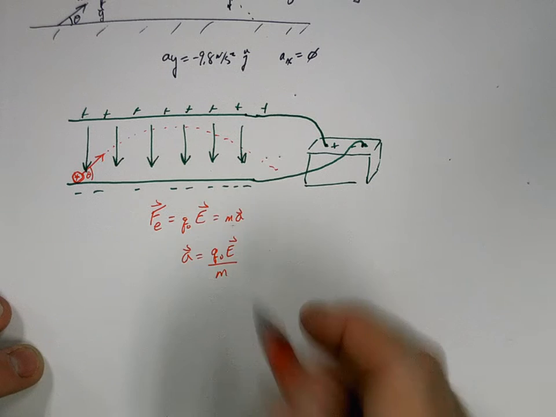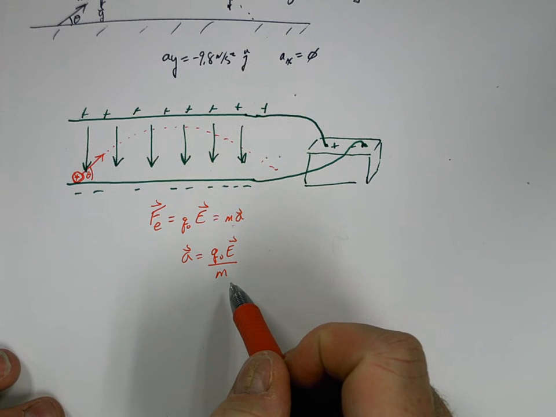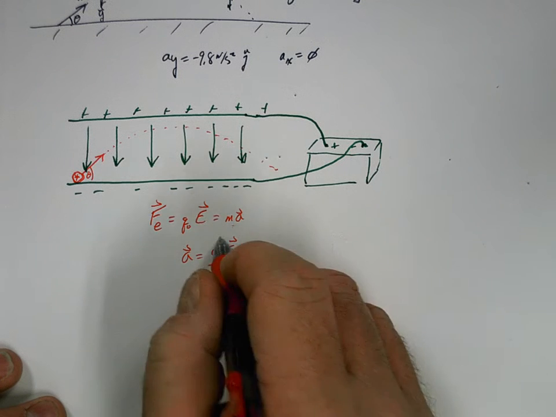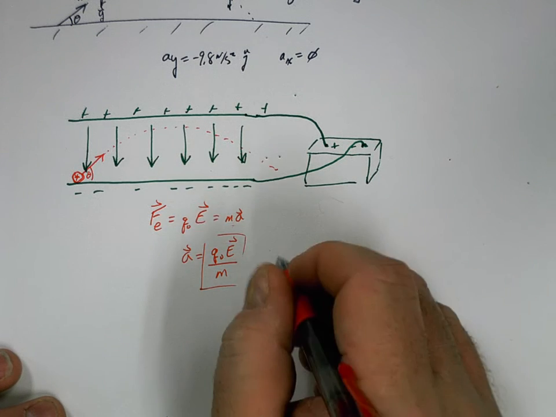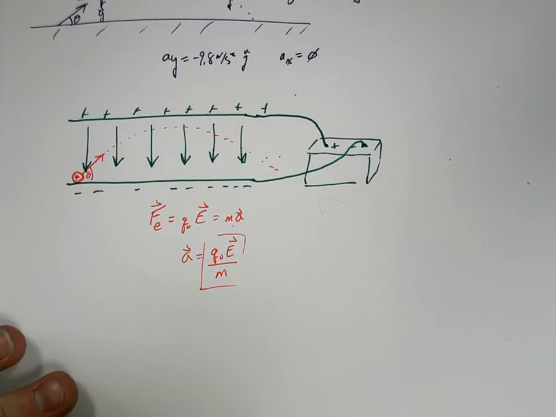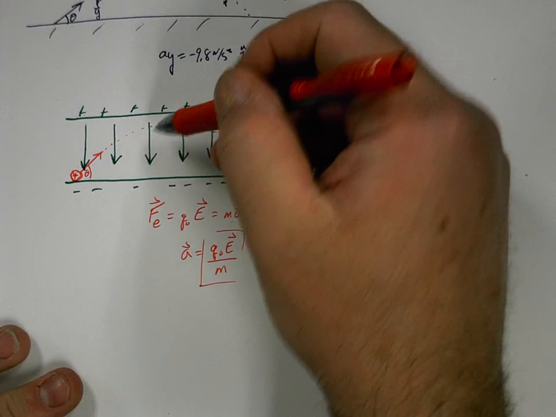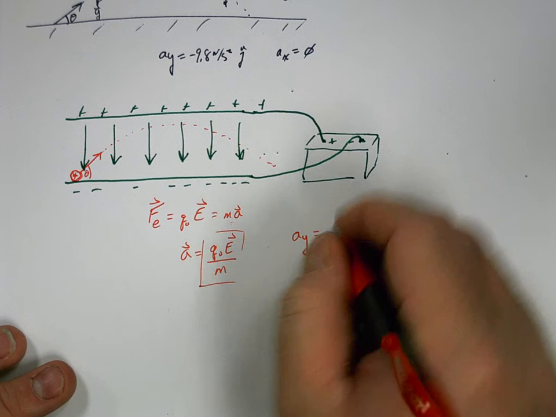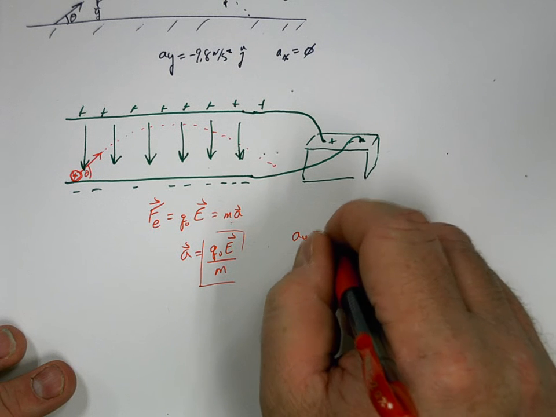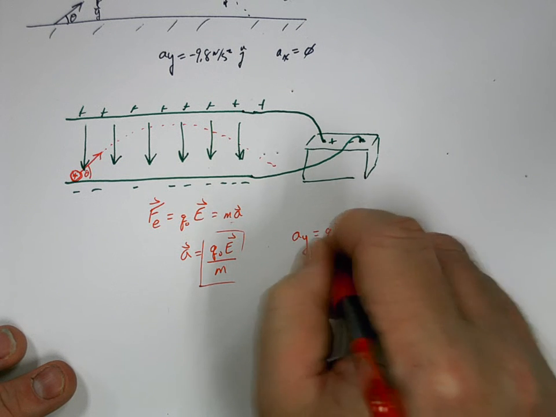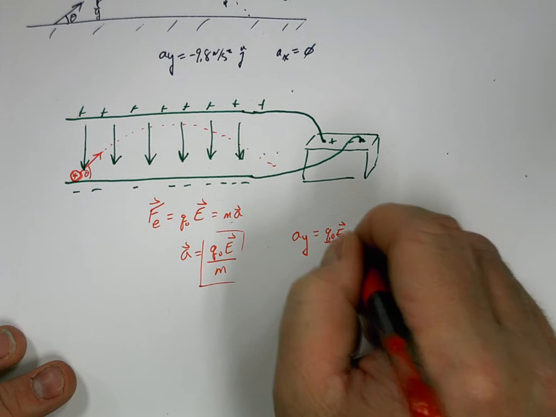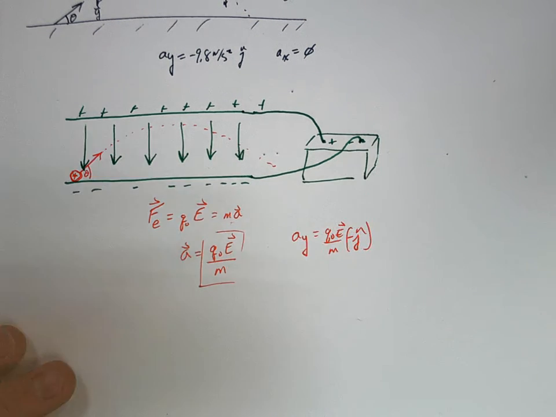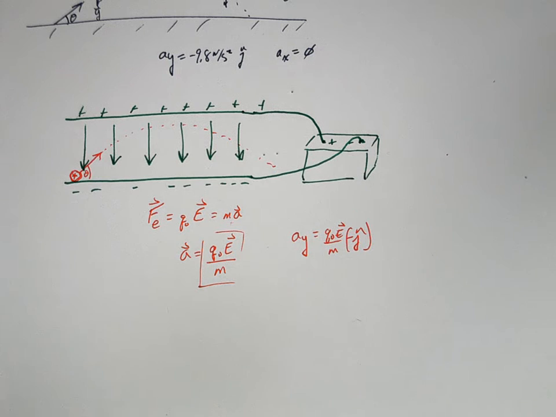so this now becomes our acceleration on our particle, and this we can use in all of your kinematic equations. Because the field is pointing straight down, your a_y is now q_0 E over m in the negative j hat direction, and then all of your kinematic equations come into play.